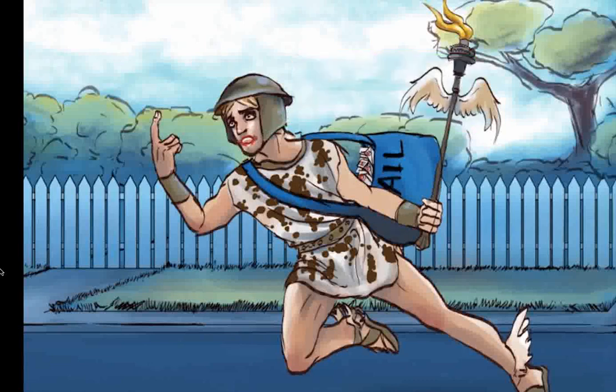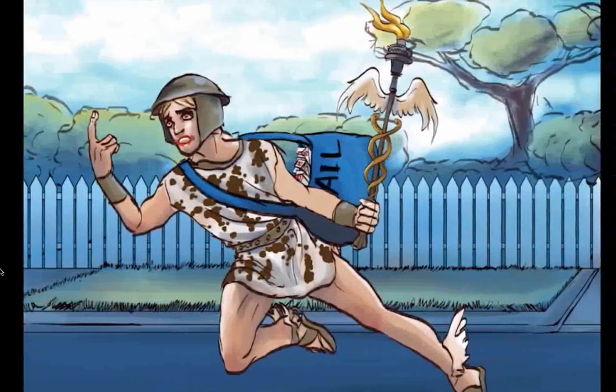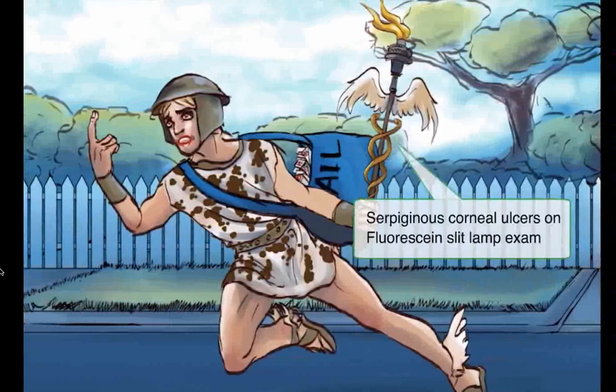HSV1 also causes keratoconjunctivitis, which is a pretty serious eye infection that warrants eval by an ophthalmologist. And under a fluorescein-stained slit lamp exam, you'll see these serpiginous ulcers on the cornea. Serpiginous just means snake-like, so we'll draw in two snakes curling around Hermes' staff to help you remember these snake-like ulcers seen in keratoconjunctivitis.